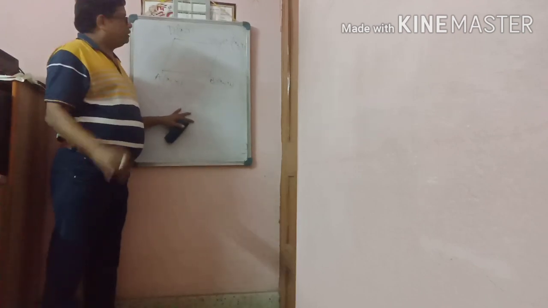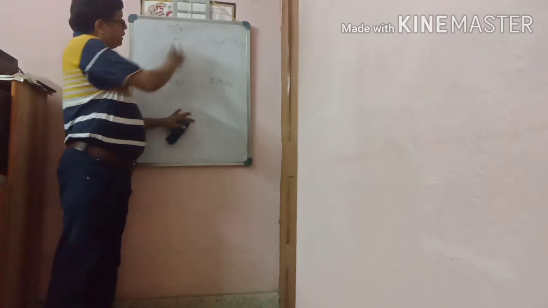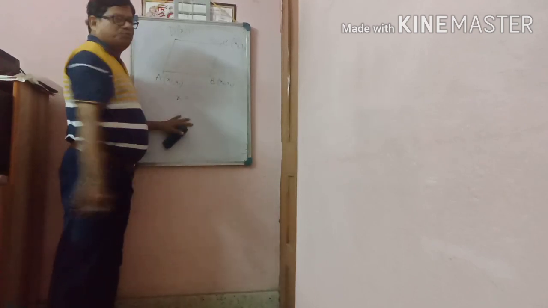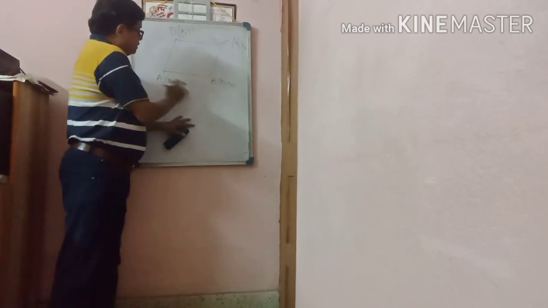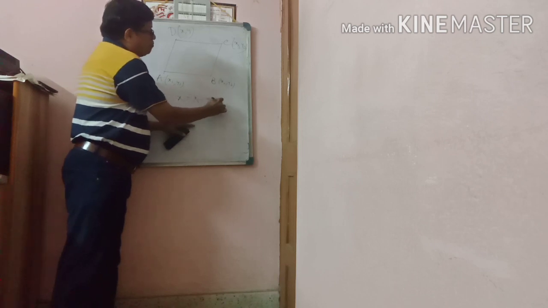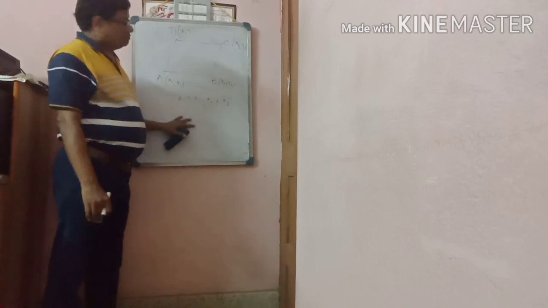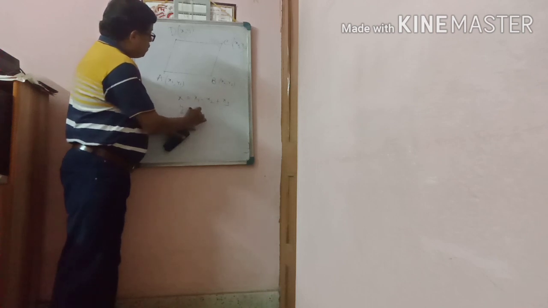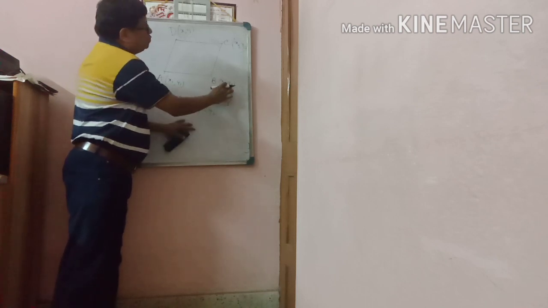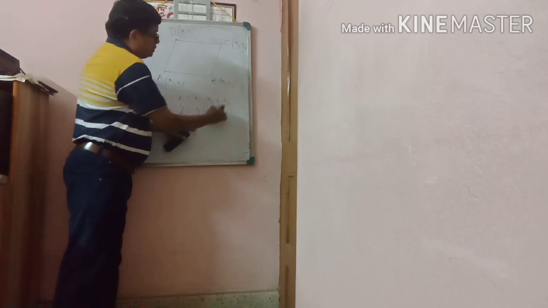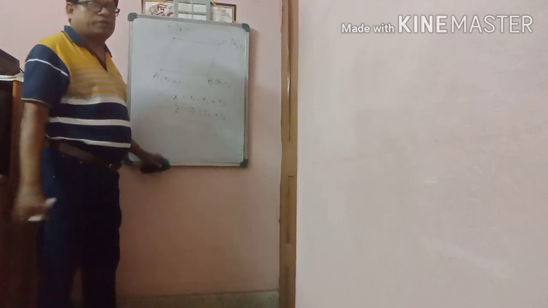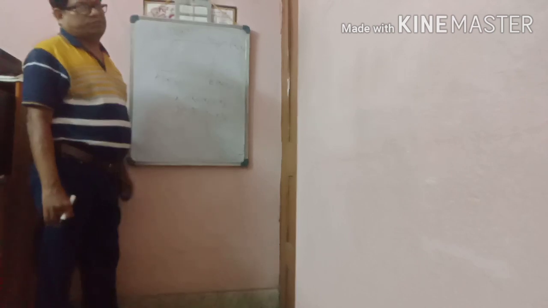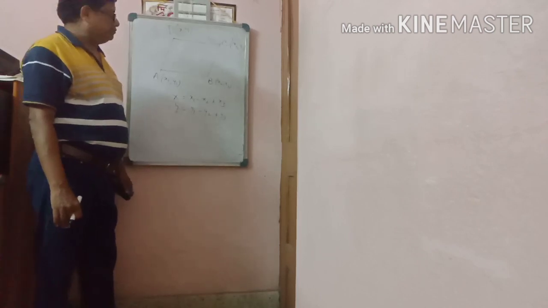Now I am telling the shortcut process also. X equal to x1 minus x2 plus x3, the abscissa, and y equal to y1 minus y2 plus y3. Apply this and you get the result. Keep in mind, this is a very shortcut process.